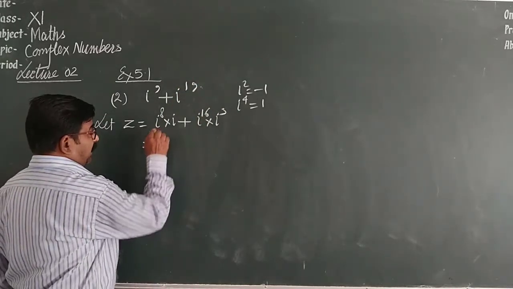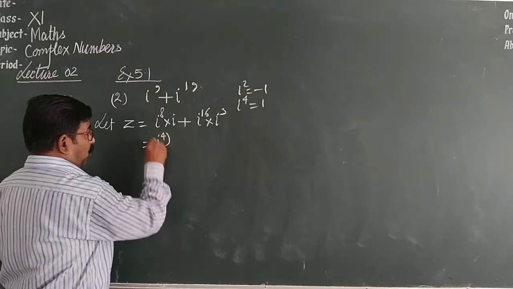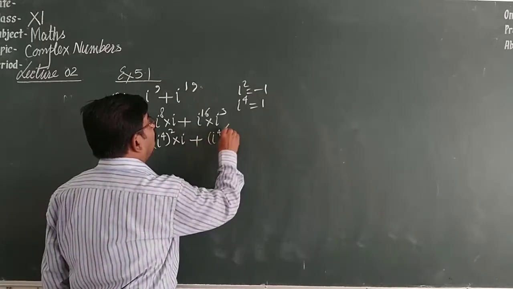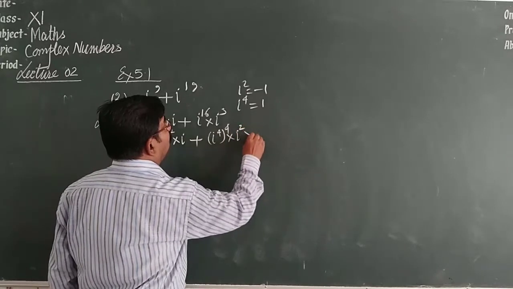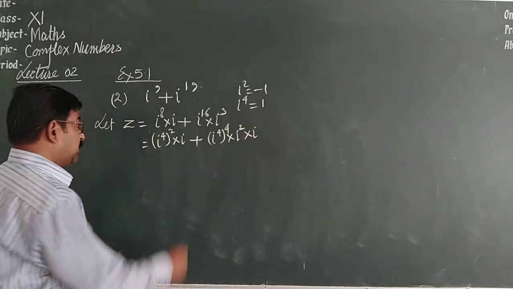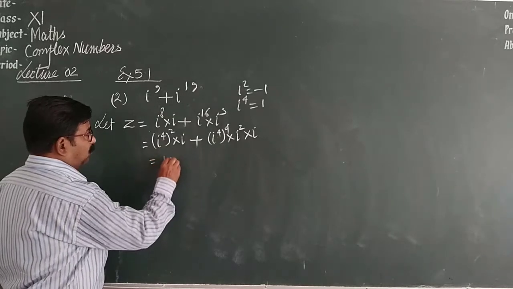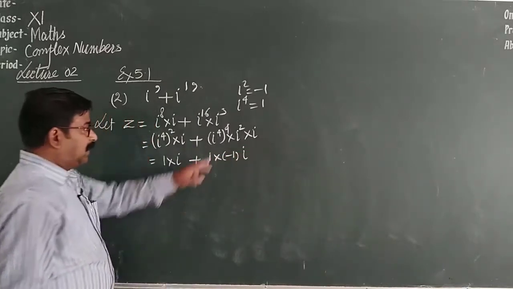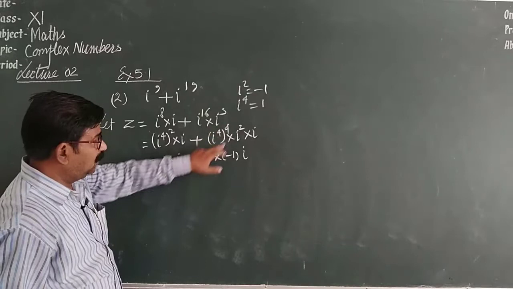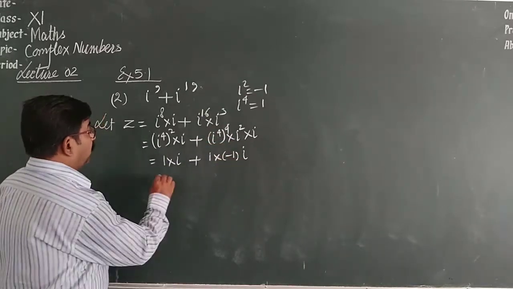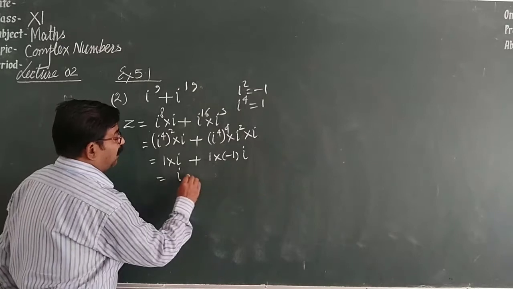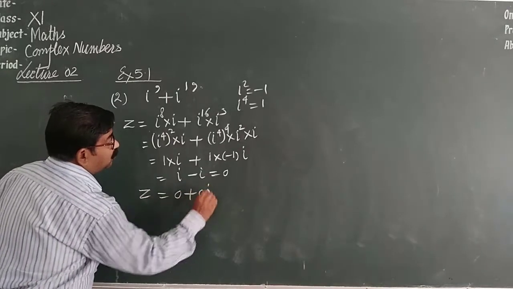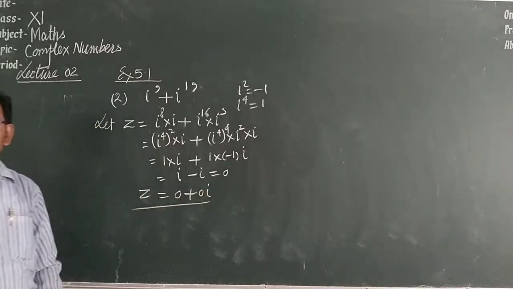See, this can be written as i to the power 4 whole square into i plus, this can be i to the power 4 to the power 4 into i cube, into i square into i. Got it? See, i to the power 4 is 1, into i, plus this is 1 into minus 1 into i. i to the power 4 is 1, i square is minus 1, and into i. So we have i and plus into minus, minus i, is equal to 0. So what is z? z is equal to 0 plus 0i is the answer. Got it?